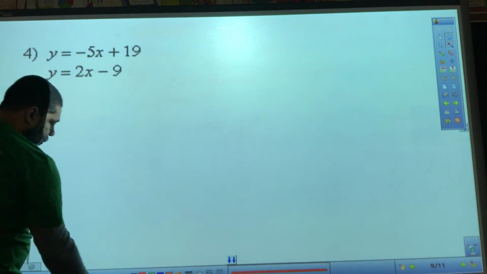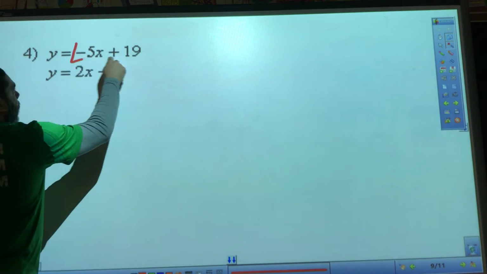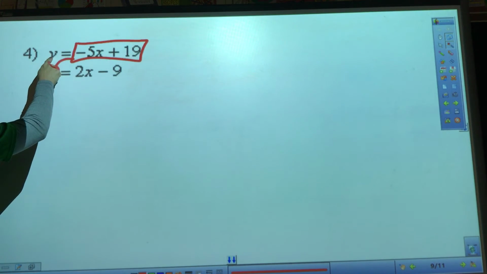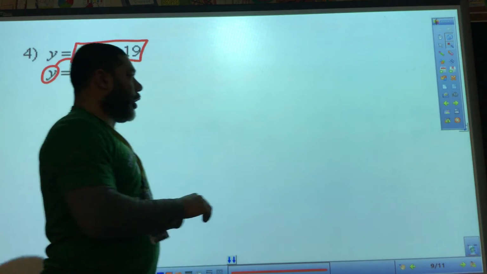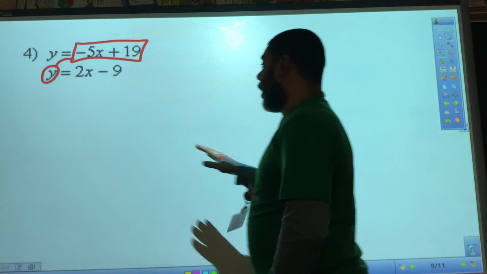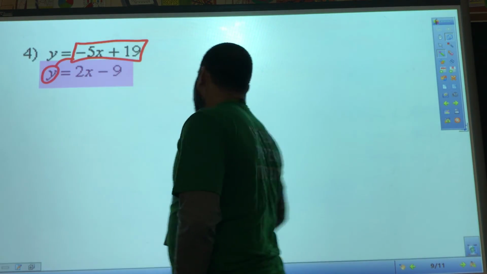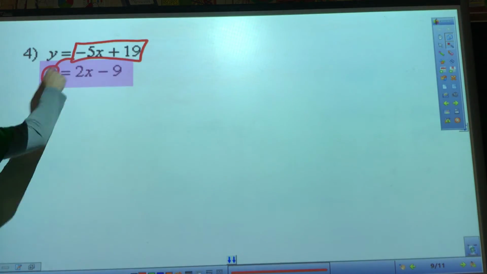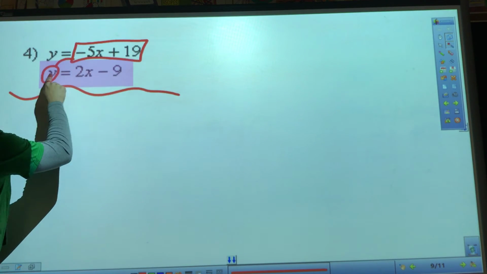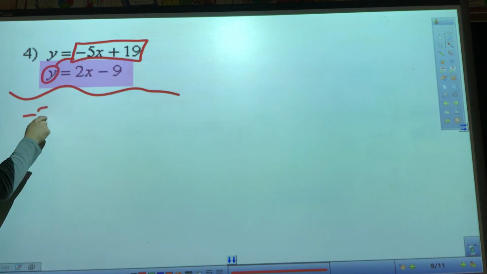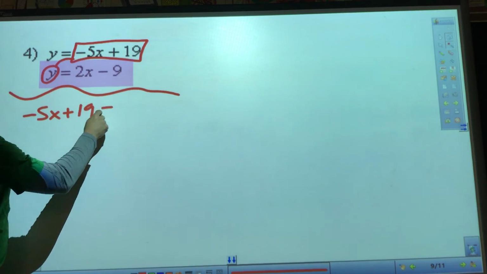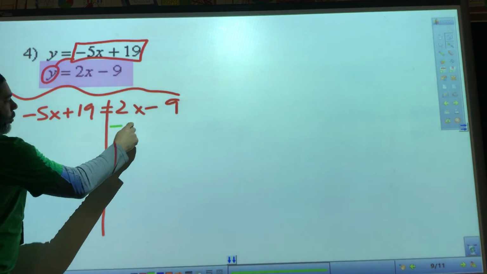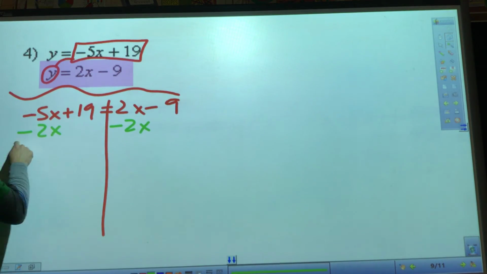All right, let's look here. I'm going to consider that my solved one. I'm going to put that in for this y because it says y equals. And we'll start getting into some different ones that don't always say y equals, guys. So right now, keeping it simple. Okay? So just write it. That's my guide. Instead of y equals 2x minus 9, you should write negative 5x plus 19 equals 2x minus 9. And I solve. Minus 2x on both sides.